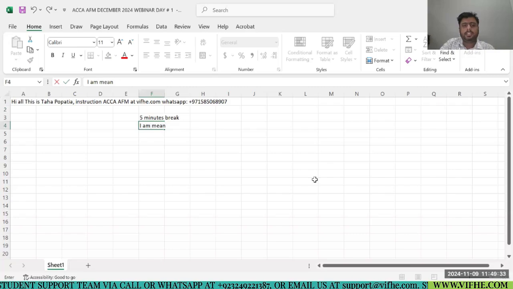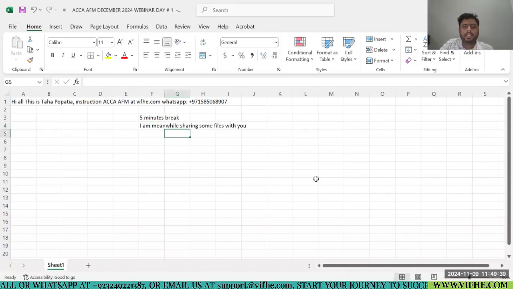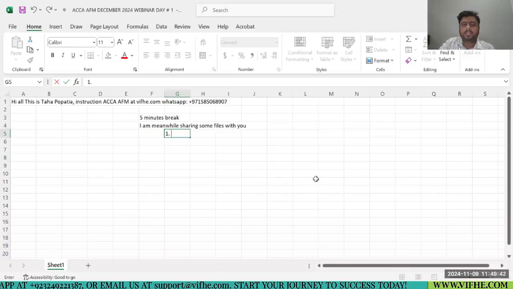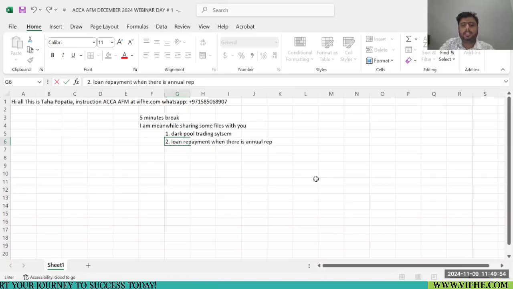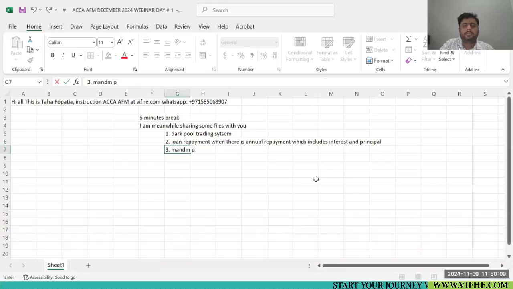I am meanwhile sharing some files with you. Till now we have discussed the dark pool trading system. Till now we have discussed loan repayment when there is annual repayment, which includes interest and principal. Till now we have also discussed M and M proposition number 2 and how and when to apply it.